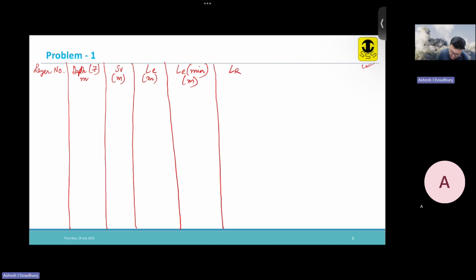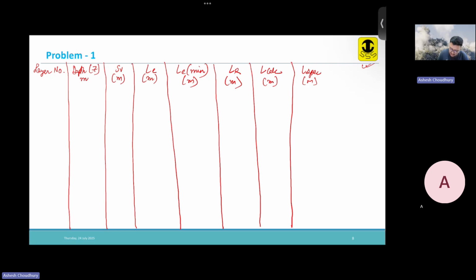Then the LR that I will calculate, I have to write. Now the total L calculated means LR plus LE. That will give my total L calculated, also in meters. And finally, I will give the L specified that I am actually going to use in the design. That will be my L specified. Now LR.